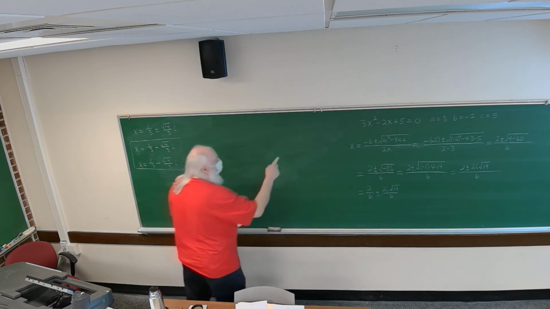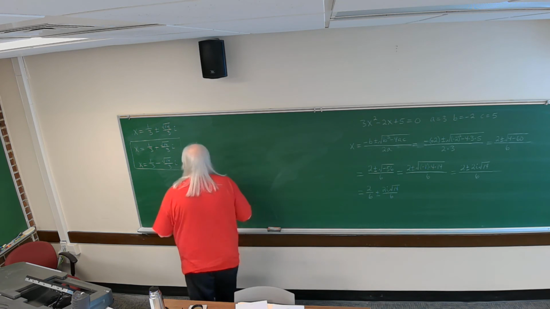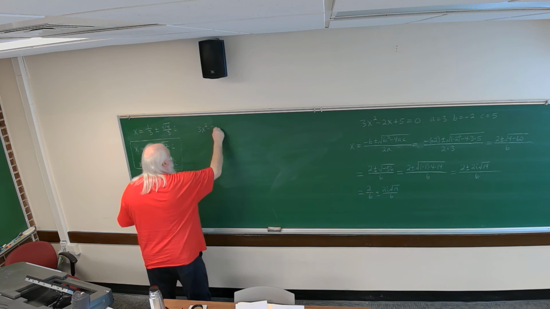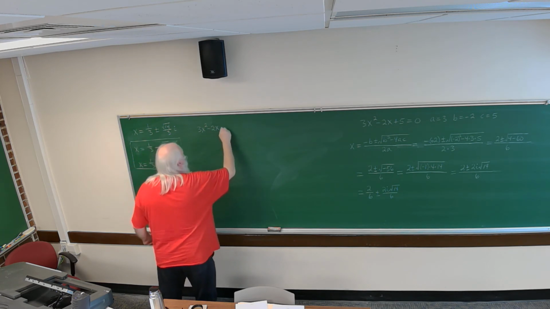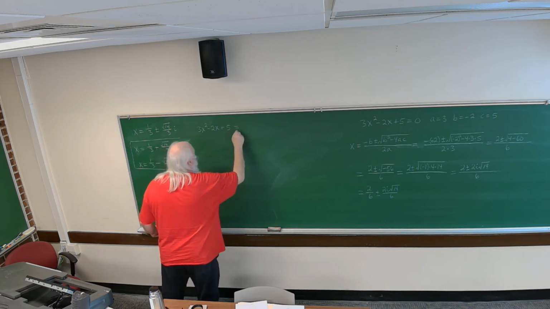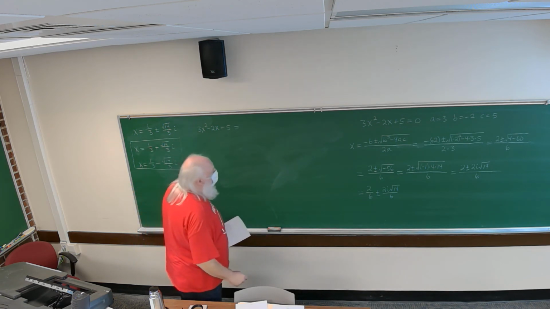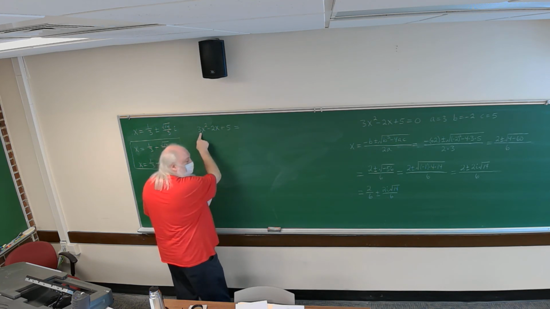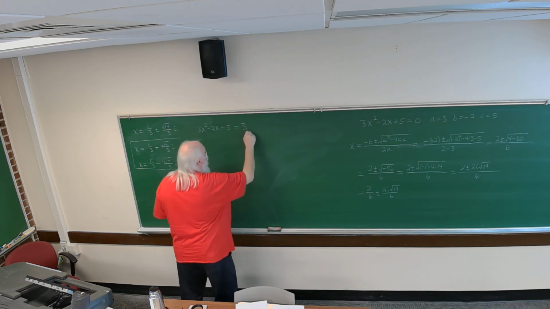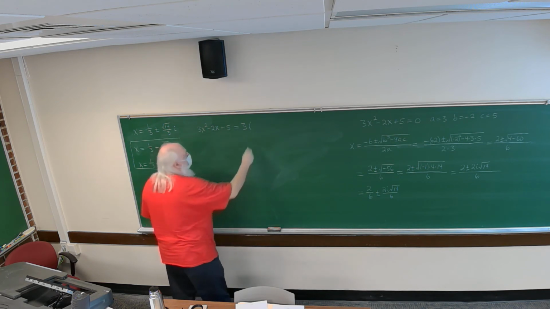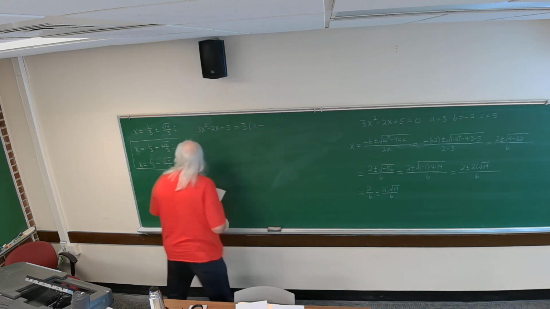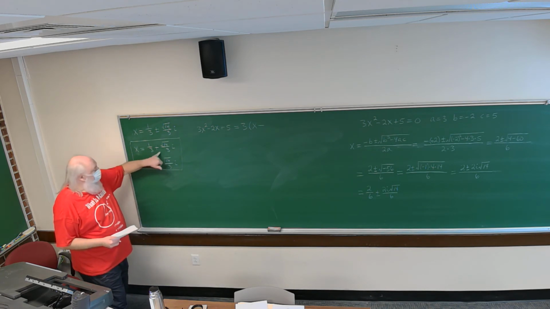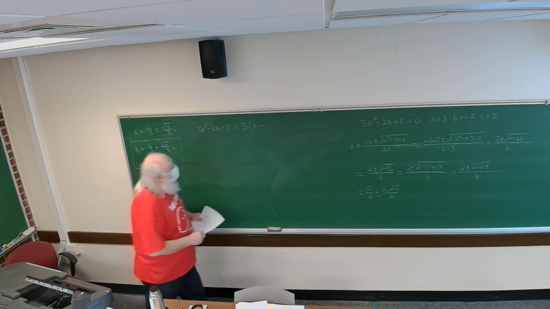So the complete factorization of 3x squared minus 2x plus 5 is equal to the leading term, or the leading coefficient 3, times x minus the first 0, which is 1/3 plus square root of 14 over 3i.